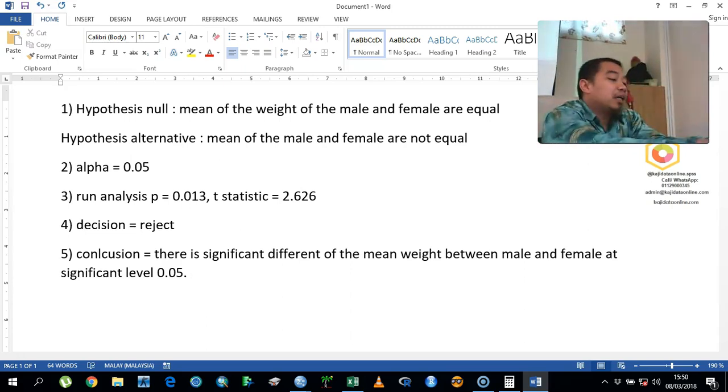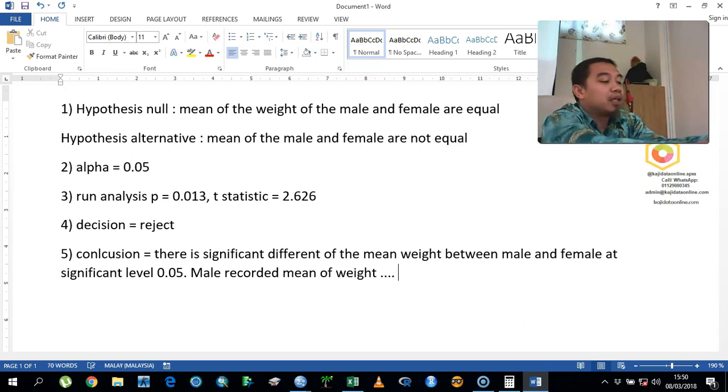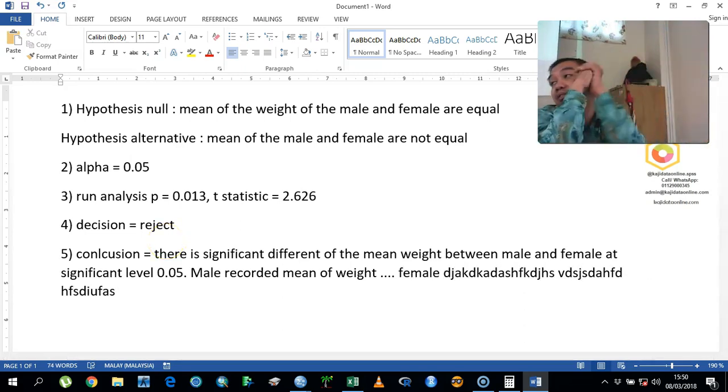And then you can say, male recorded a mean weight of so much. You describe the descriptive statistics, blah, blah, blah. Female on the other hand recorded blah, blah, blah. Type whatever you want to describe. Understand? So, this is how you do the independent sample test. Just giving you some examples.